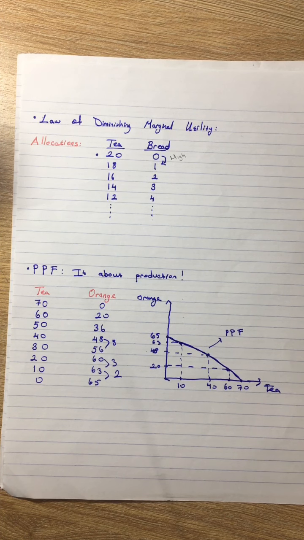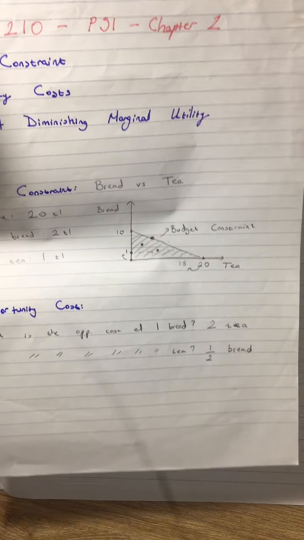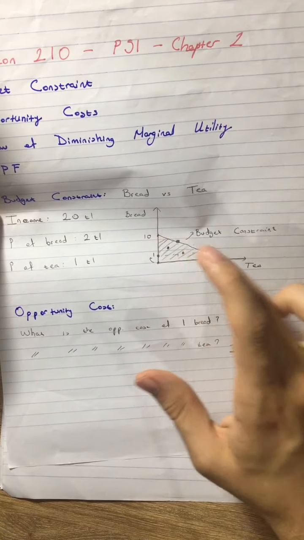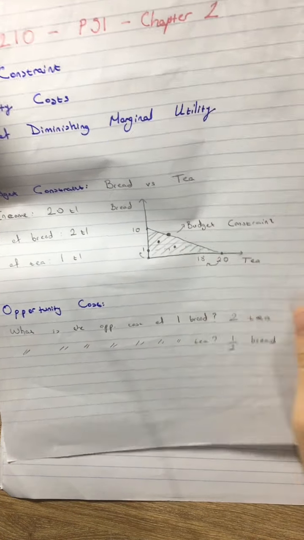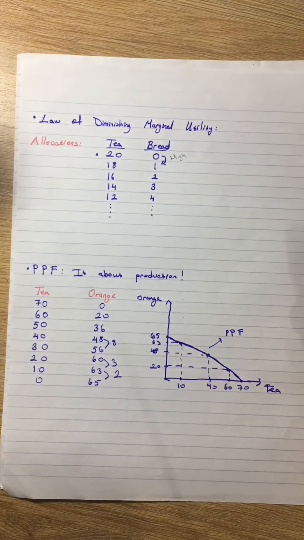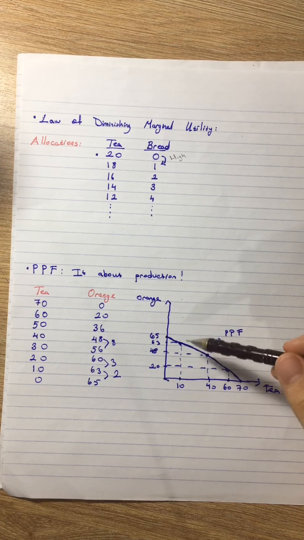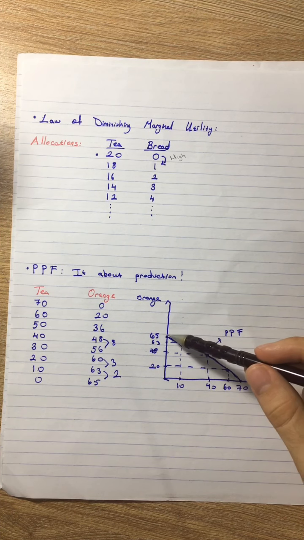To graph it, don't graph like you did in budget constraint. In budget constraint, we just found the intercepts and connected the dots because the slope was constant. But in this case, slope changes, as we will see. So you have to find more than 2 dots. I found here 4 dots and connected them.